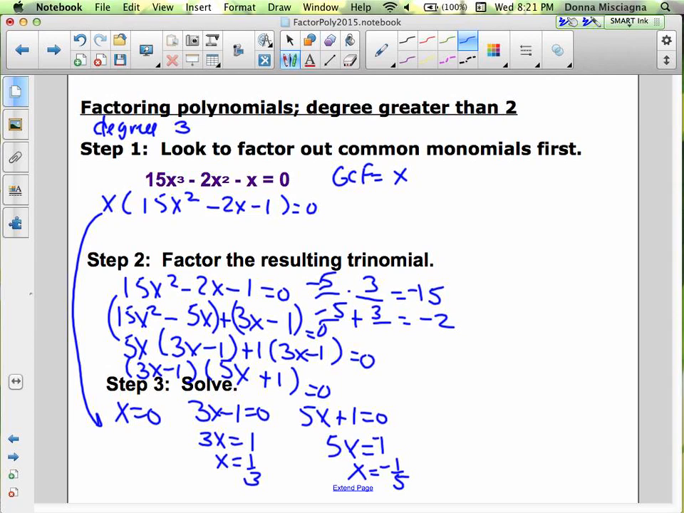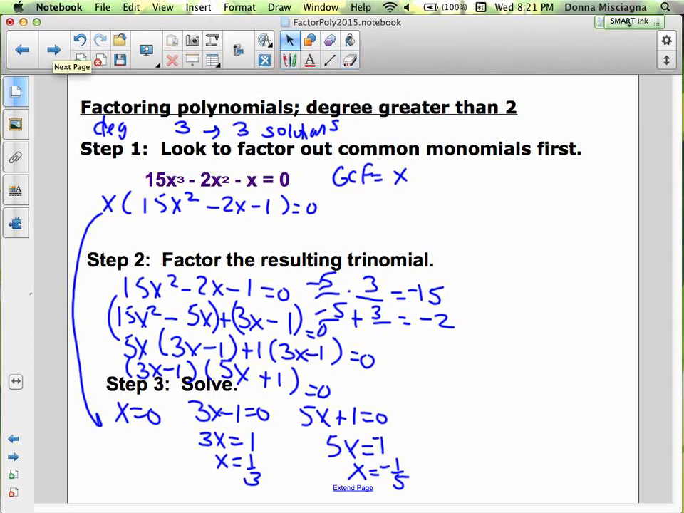So we're going to have 3 solutions, and we do. All of those solutions are multiplicity 1, because we weren't setting any squares equal to 0, just linear factors. All right, let's go on to the next one.